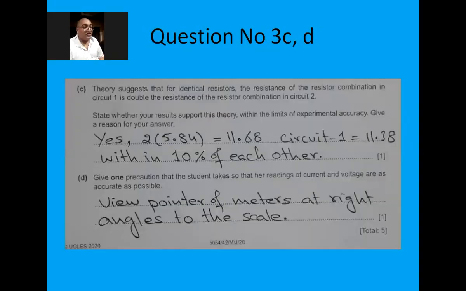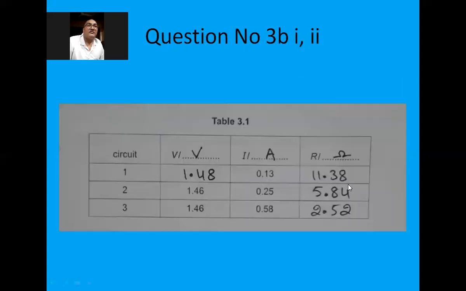Okay, the C part of question number 3 says theory suggests that for identical resistors, the resistance of the resistor combination in circuit 1 is double the resistance of the resistor combination in circuit number 2. State whether your results support this theory within the limit of experimental accuracy. Give a reason for your answer. Okay, so our answer is: the circuit number 2 resistance, if you double it, will be approximately equal to the resistance of circuit number 1.